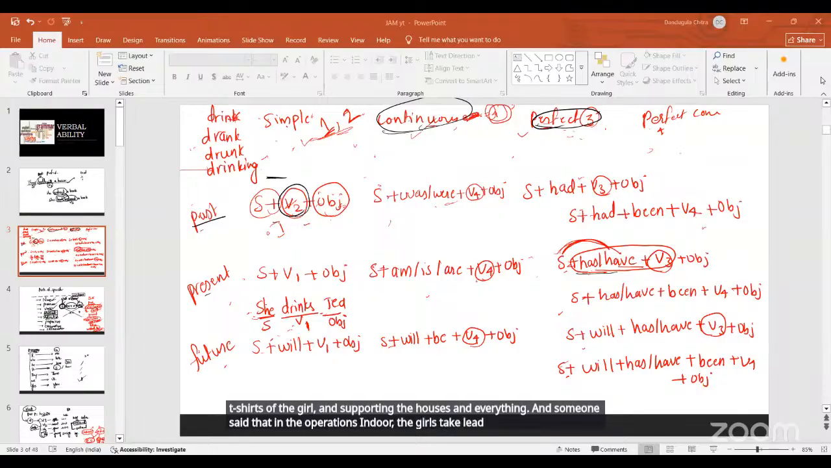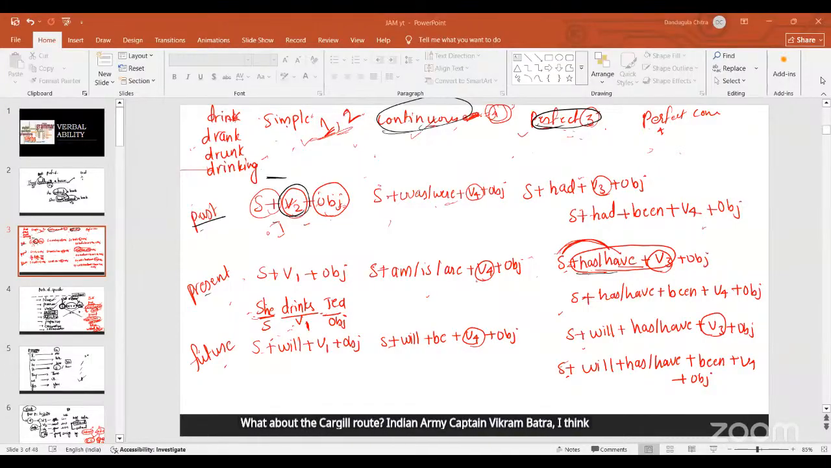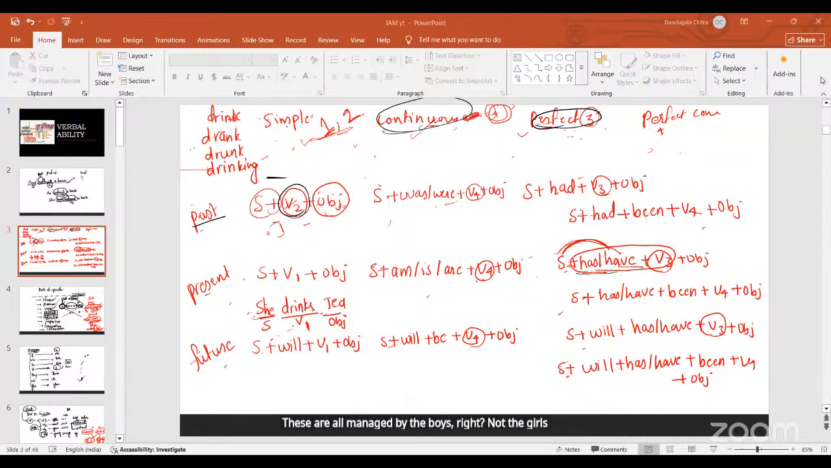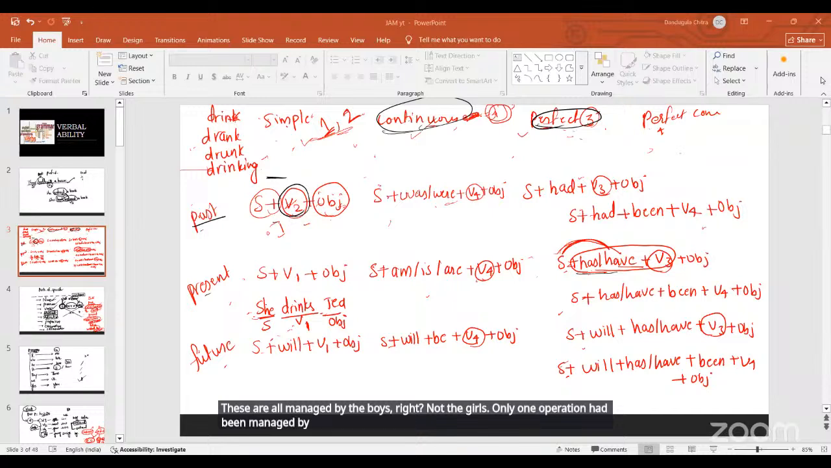What about the Kargil war? Indian Army Captain Batra, I think, killed many soldiers of the other country in Operation Vijay. These were all managed by the boys, right? Not the girls. Only one operation has been managed by the girls, and previous operations have been led by the boys. I think they are the strongest.